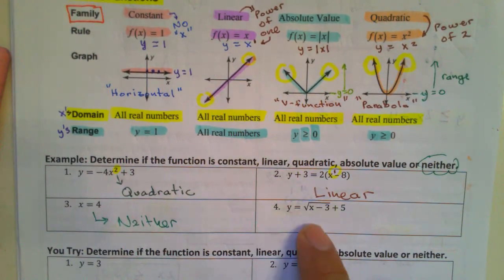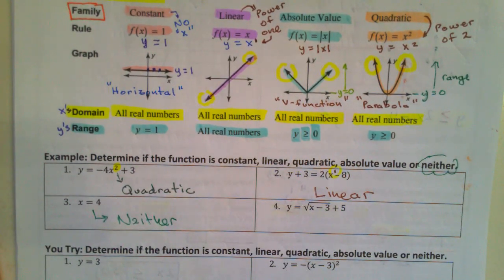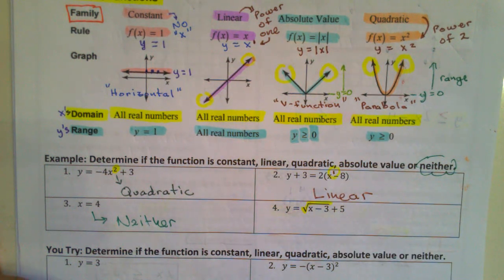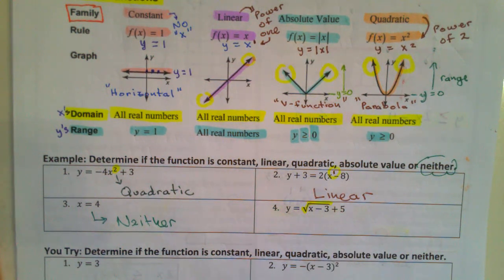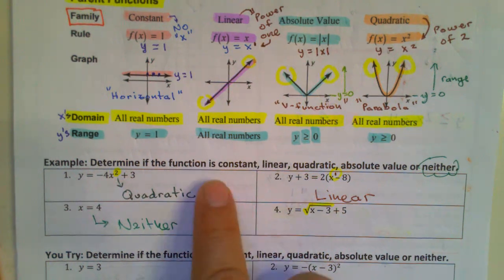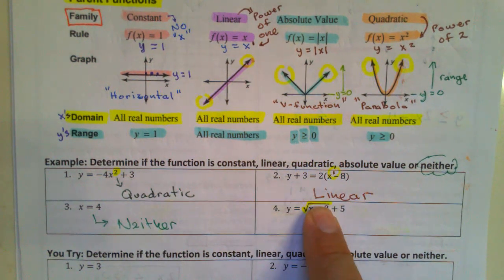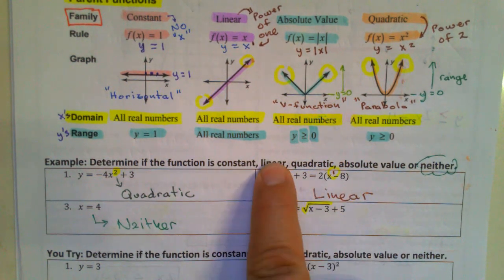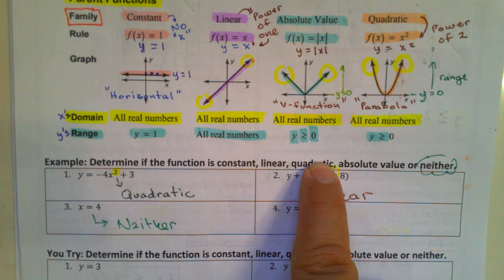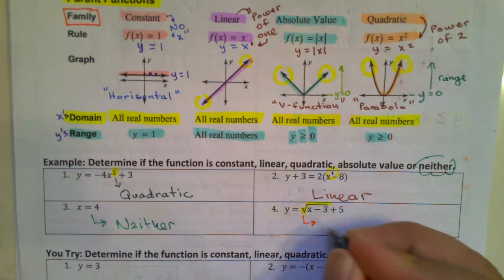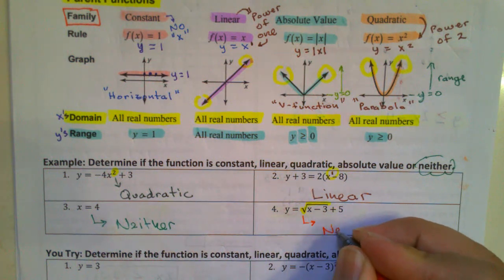And then finally, we look at this one. Now, you might know this symbol from back in your Algebra 1 days. We call that a square root. So what we could say is, oh, this function's a square root, and we'd be right. But notice, technically, that's not one of the options. So no, it's not constant. You might say it's got a power of 1. No, it's got a square root, so it's not linear. No power of 2. There's no absolute value. So once again, we're going to have to say neither.